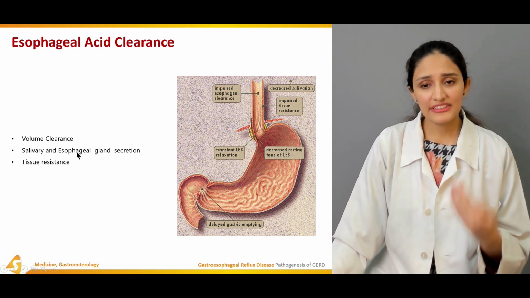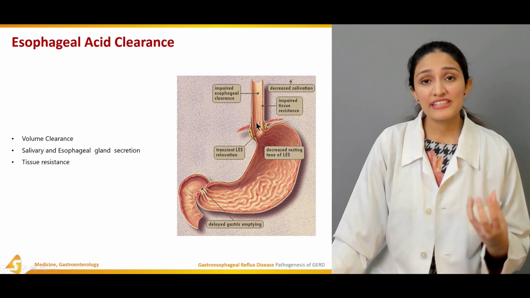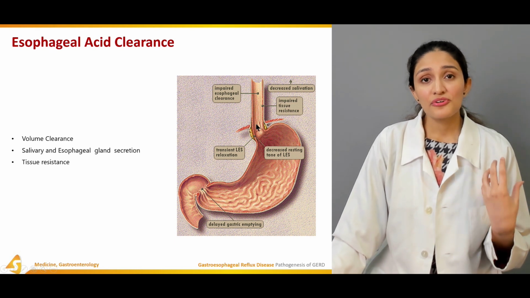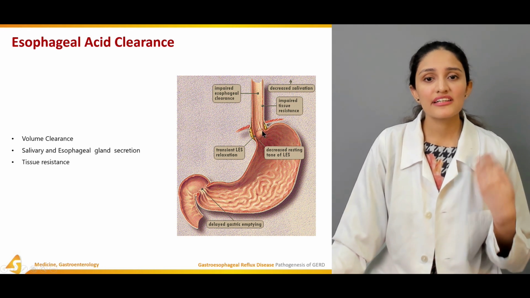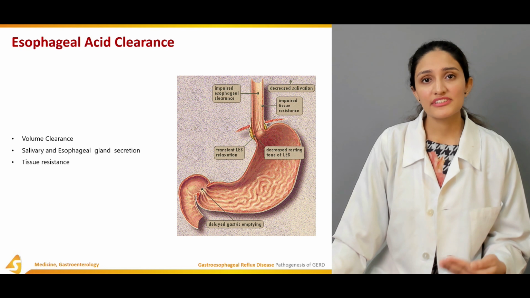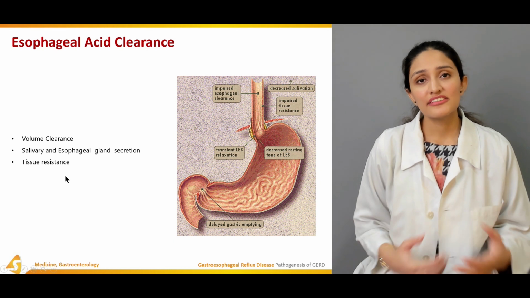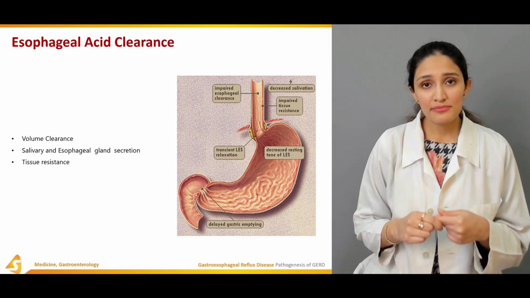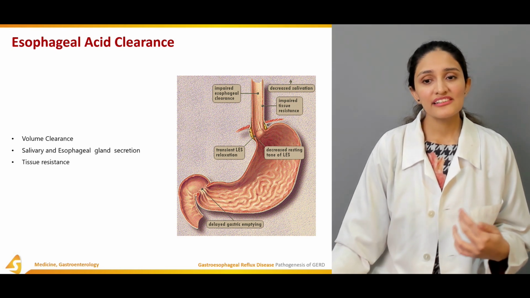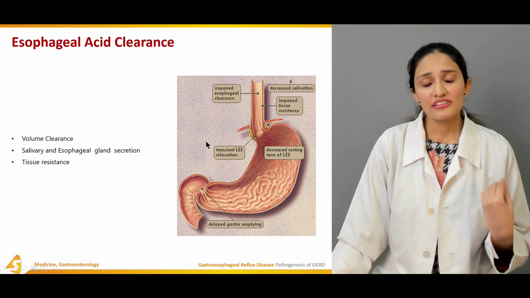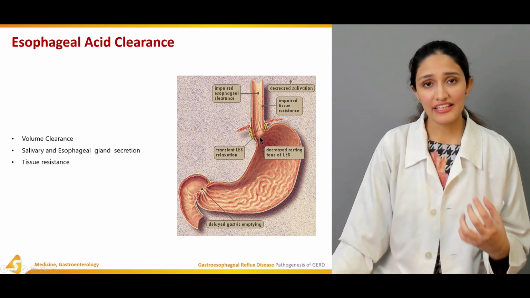Other than that, the esophageal gland secretion also produces a secretion which is bicarbonate rich. This bicarbonate helps in neutralizing the acid, the hydrogen ions, and thus clearing the esophagus of the acid. Tissue resistance is divided into three parts: a pre-epithelial, an epithelial, and a post-epithelial tissue resistance. Pre-epithelial consists of secreting glycoconjugates and prostaglandin E2, which help in resisting the acid material.